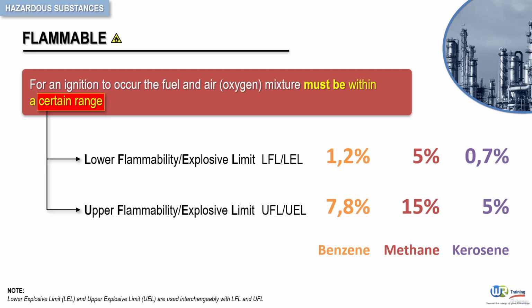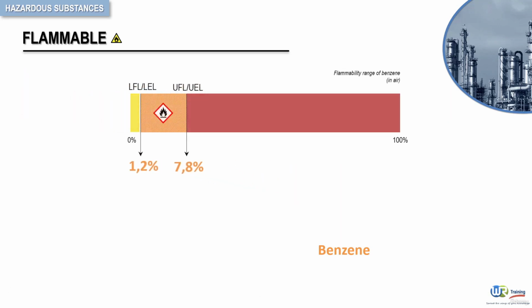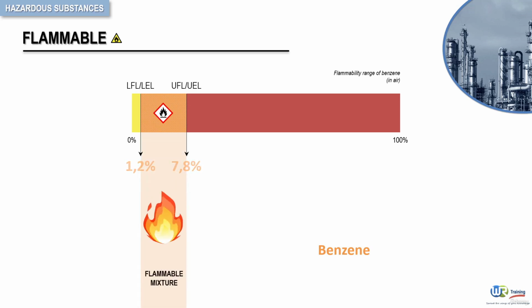Okay, let's now take a closer look at benzene. The figure that you see now on screen represents the flammability range of benzene in air at ambient temperature and atmospheric pressure. It is important to keep in mind here that a benzene vapor-air mixture will ignite and burn only over a well-specified range of compositions. In this case, when the mixture contains between 1.2 and 7.8 percent benzene. The units are volume percent fuel, so percentage of benzene in the benzene-air mixture.